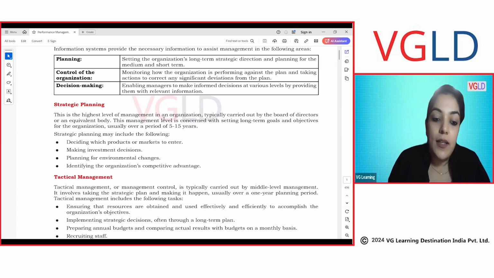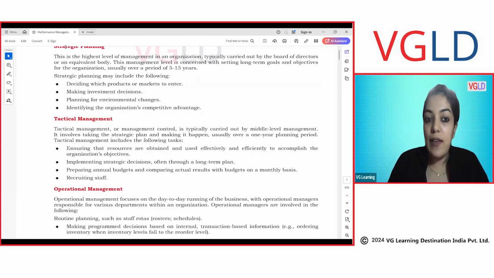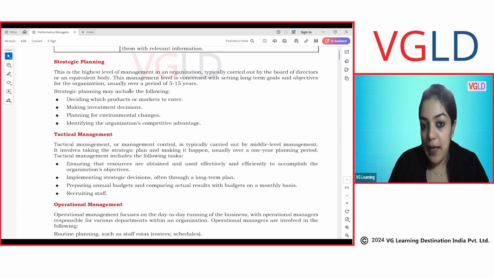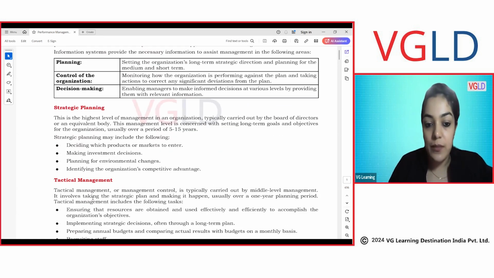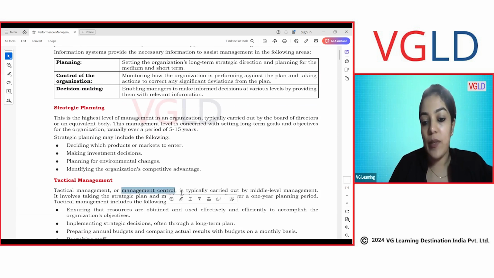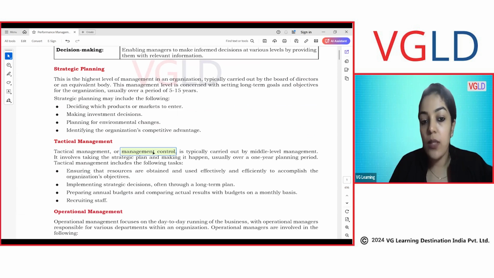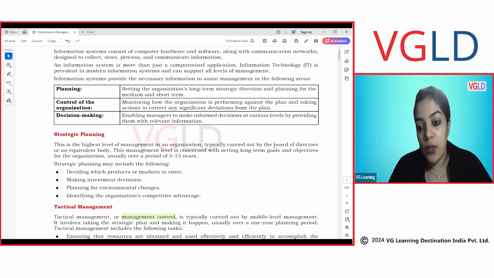Okay. Then next is tactical management. So first level was what? Strategic planning. And then second is tactical management. So tactical management or management control. Please remember these terms, okay? Management control is same as tactical management. You may also highlight it in your book. It is typically carried out by middle level management. Here, it was the board of directors.